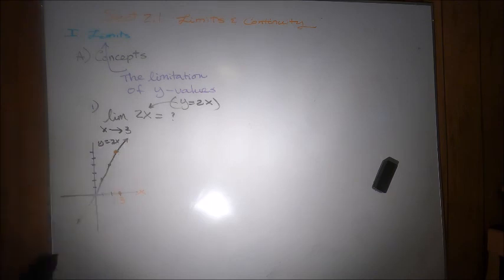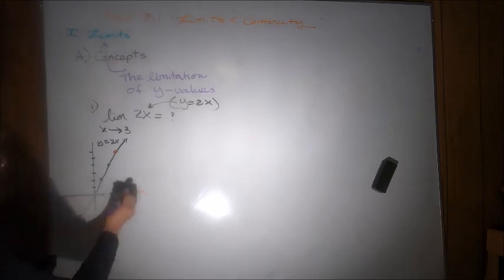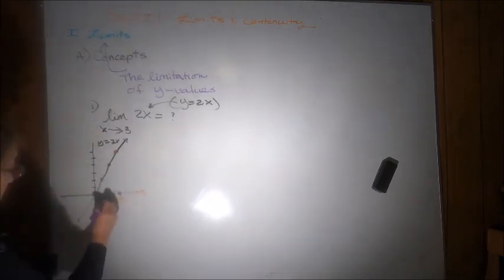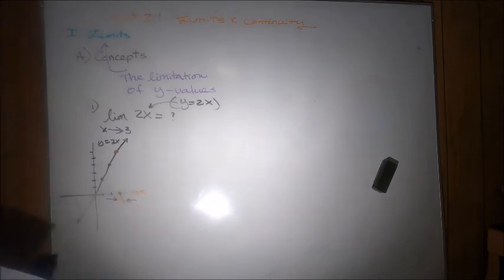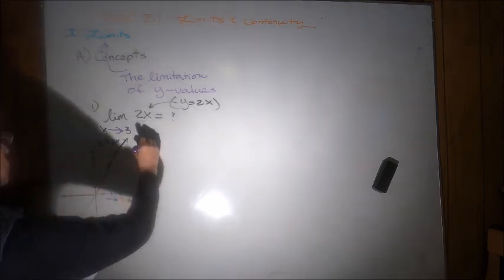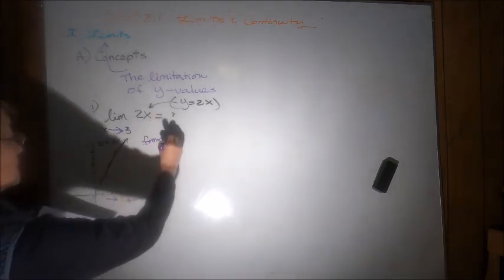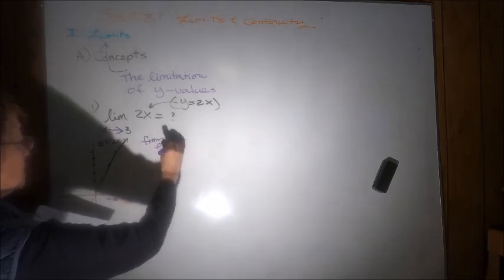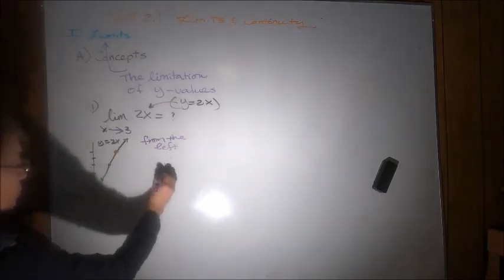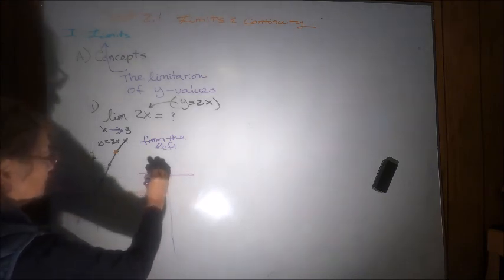Okay? So let's take a look at how we can decide the limit. That means x approaches 3. x approaching 3 can be approached either from the left or from the right, right? So x approaching 3 means x can come either way. So we are going to approach from the left and see what will happen.